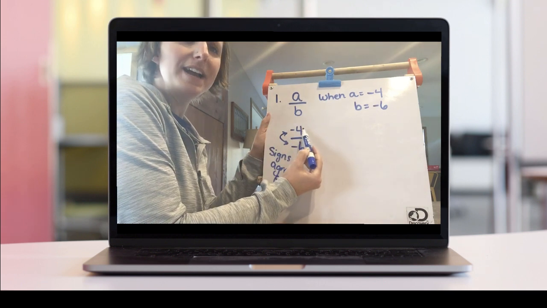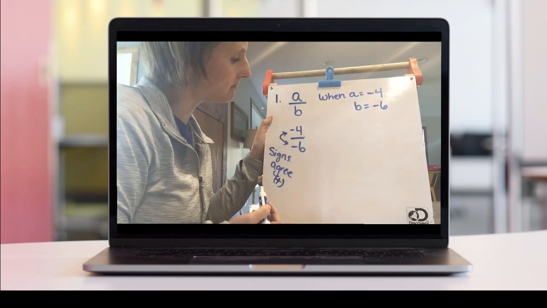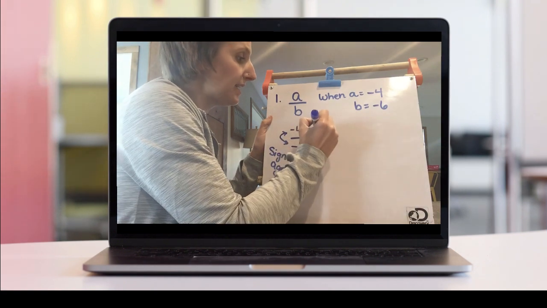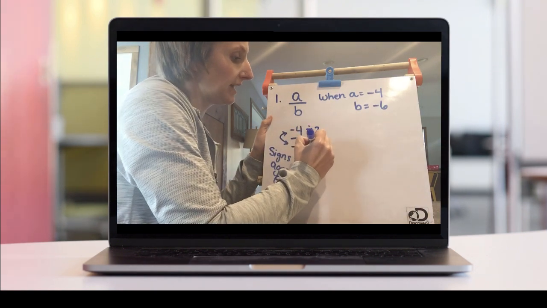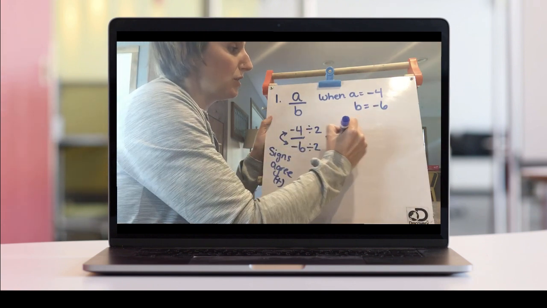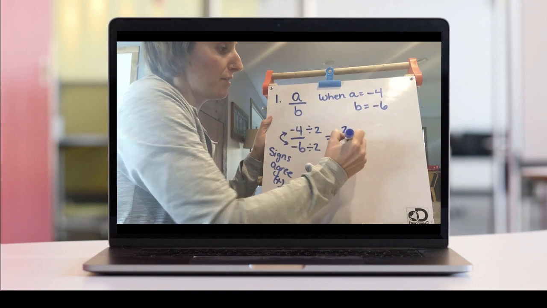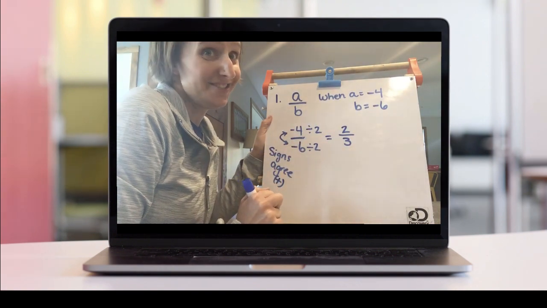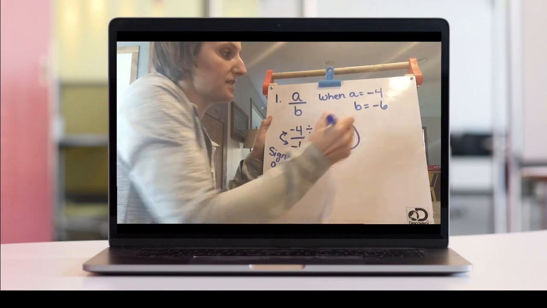Now think, what does a factor 4 and 6 share outside of 1? 2. So I can divide the numerator by 2 and I can divide the denominator by 2. And I'm going to get 2 over 3. Do 2 and 3 share a factor outside of 1? No, they don't. 1 is the only factor they share. There is the simplest form.